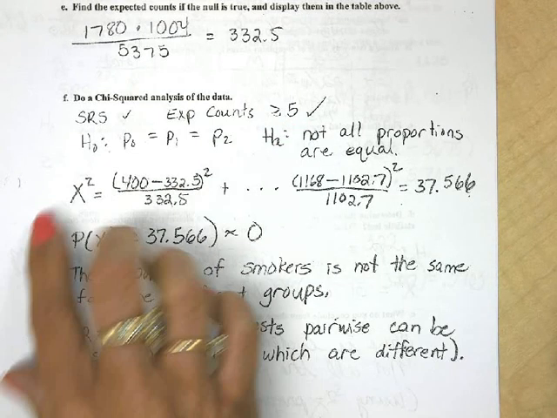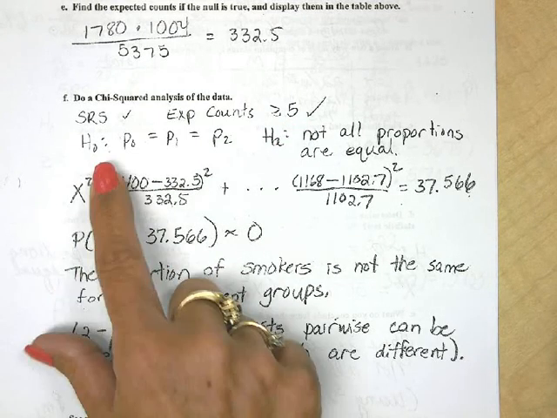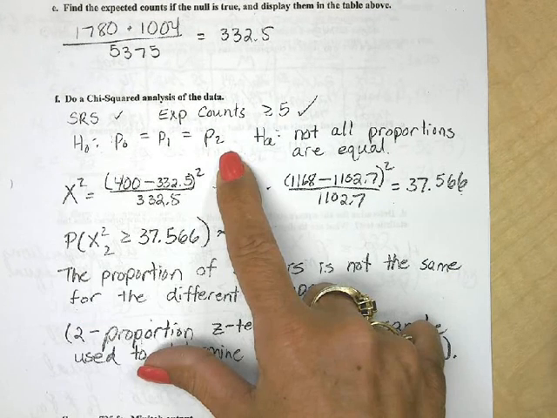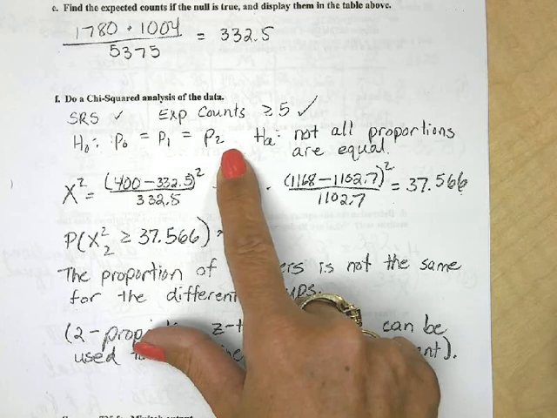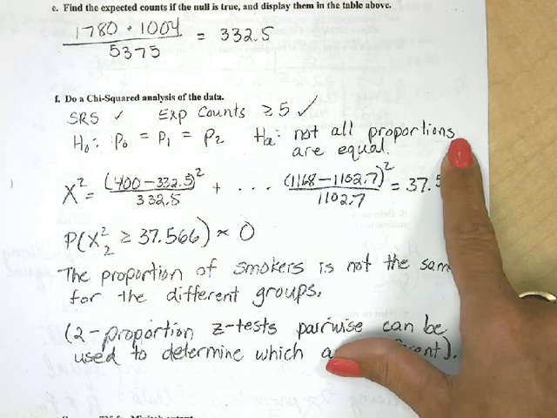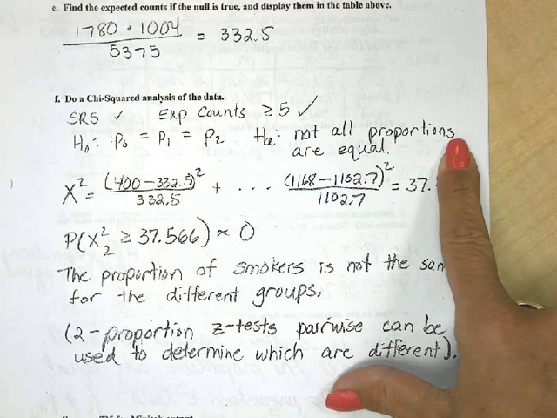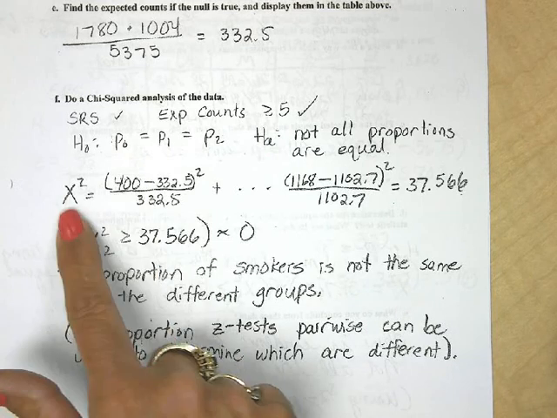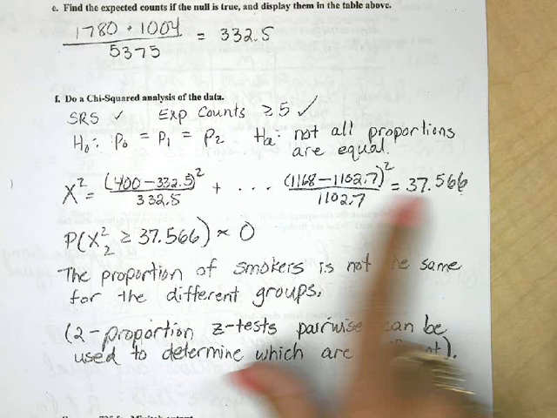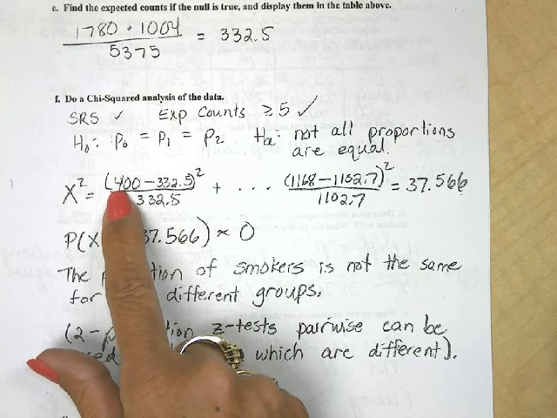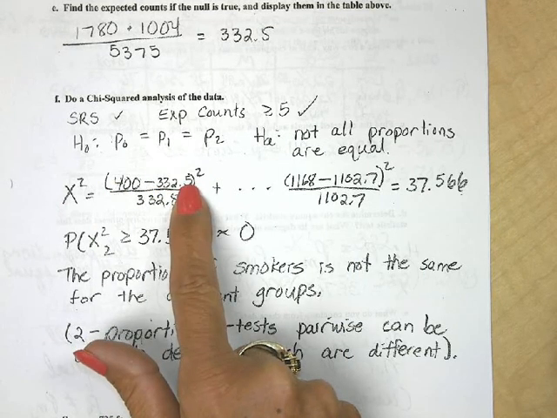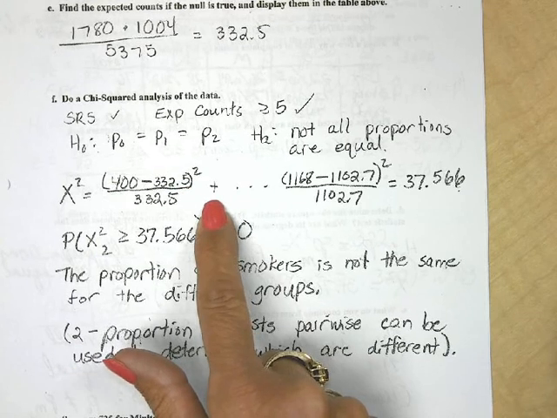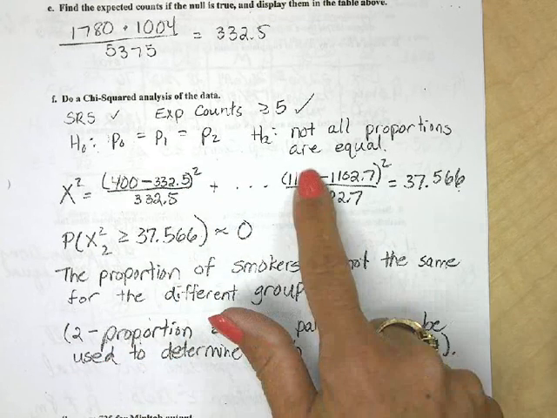Never forget to write your hypotheses down. So we're going to assume that the proportion of students who smoke in each of these categories is the same. Alternately, they're not all the same. Now we're going to calculate the chi-squared. Notice how I have the components: the observed, minus the expected, squared, divided by the expected, and there actually are 6 little categories, plus, and then we go all the way to here.